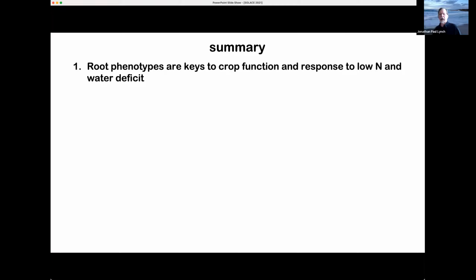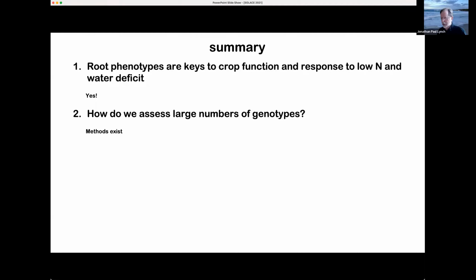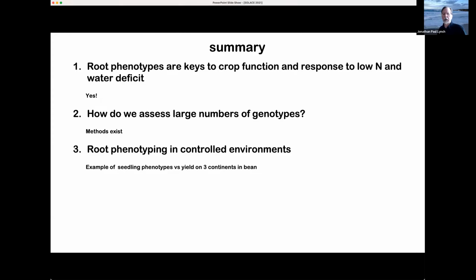So in summary, and this is a very brief summary, in the interest of time, I'm just giving some examples from our own work. Other people have done nice work that we don't have time to discuss here. Root phenotypes are key to crop function in response to low nitrogen and water. How do we assess large numbers of genotypes? Methods exist: root phenotyping in controlled environments. I gave you the example of seedling phenotypes versus yield on 3 continents in bean that showed what I consider to be very good correlation.